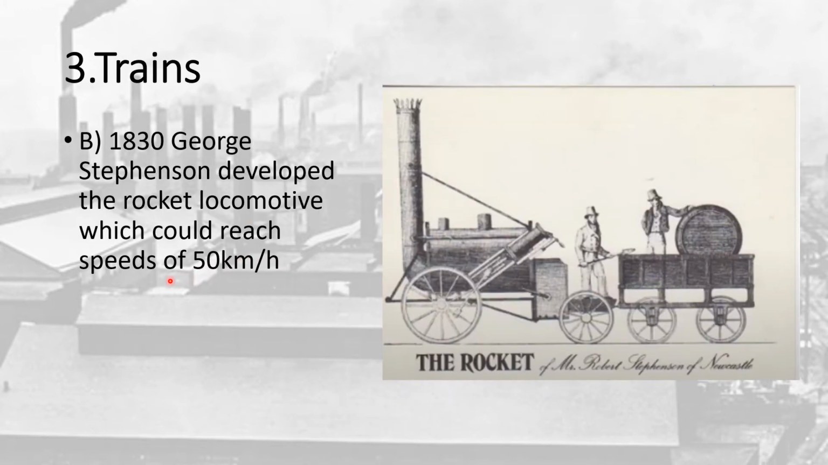This was further developed in 1830 by George Stephenson. He developed a locomotive called the Rocket. Now, this could reach up to speeds of 50 kilometers per hour. So, if we think of 50 kilometers per hour, it's actually quite slow. You could probably travel this speed on a bicycle. But if you think about it, this could pull very, very heavy weights, such as coal or timber or textiles. So, this is what made this rocket such an advancement at this time.